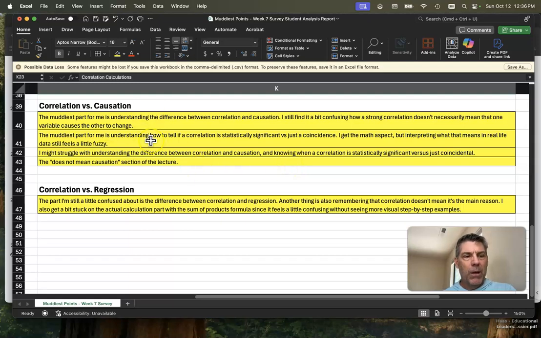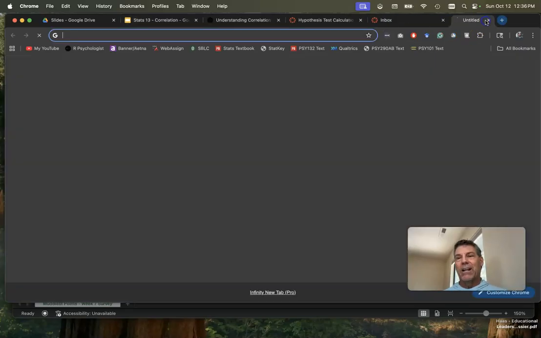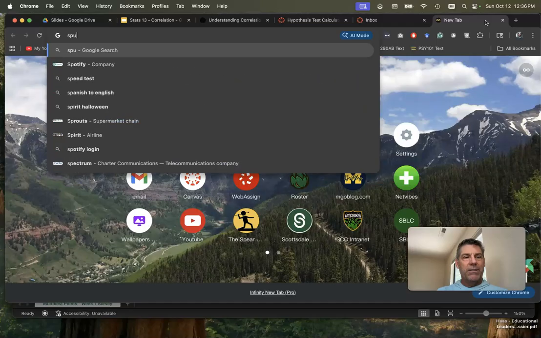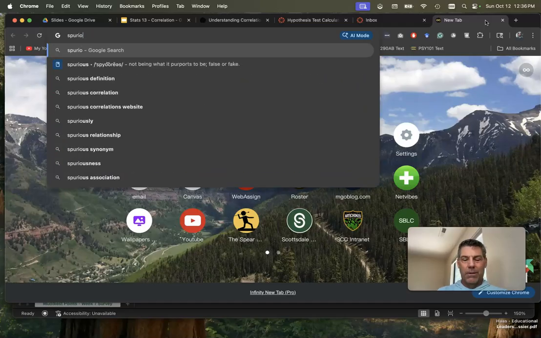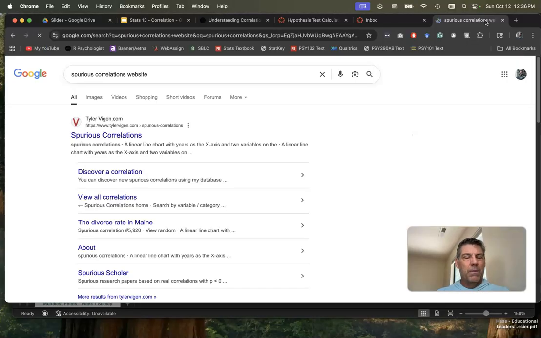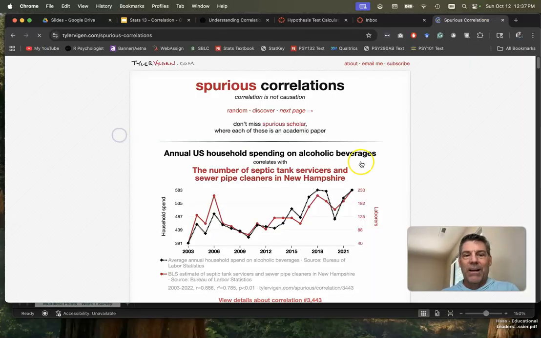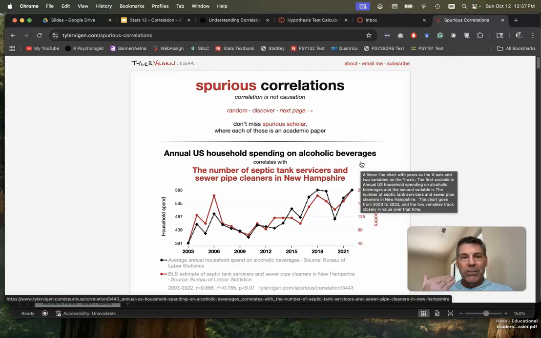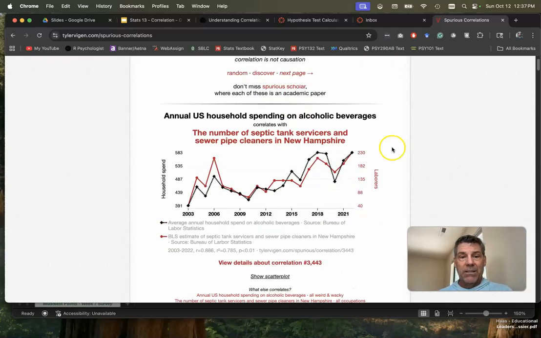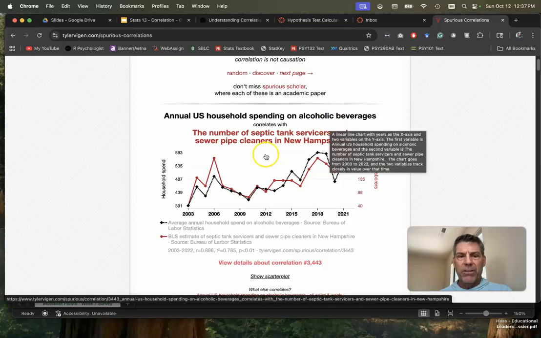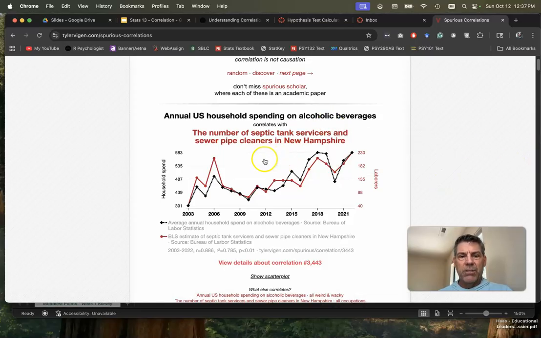So hopefully that helps with that. And again, that is a very common thing. If you're ever interested, there's a lot of things online regarding this. One is called Spurious Correlations. This is just where it will actually create things where it looks like these two variables are related. It has access to a bunch of data, and it's essentially using AI and an algorithm to go in and explore the data and just try to find things that look like they are connected. In this case, it's the annual household spending on alcoholic beverages and the number of septic tank servicers and sewer pipe cleaners in New Hampshire.